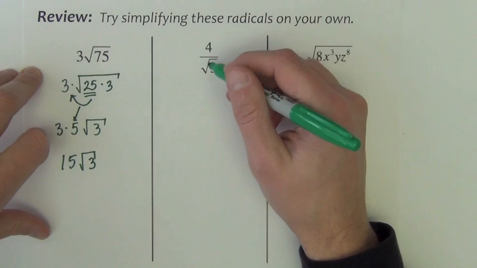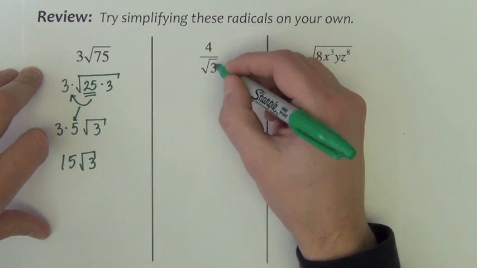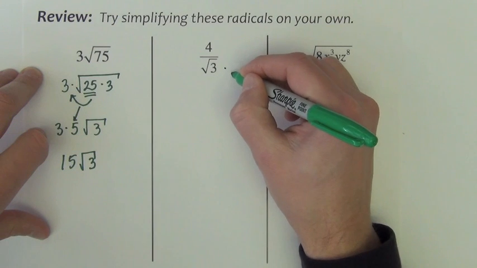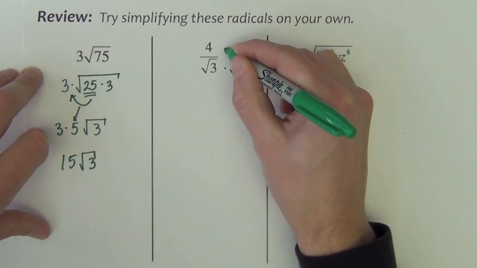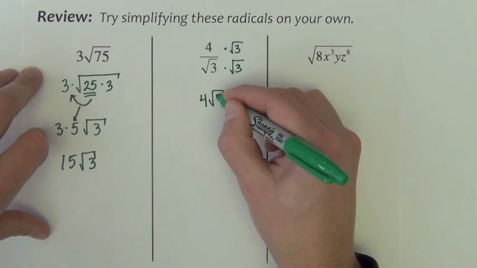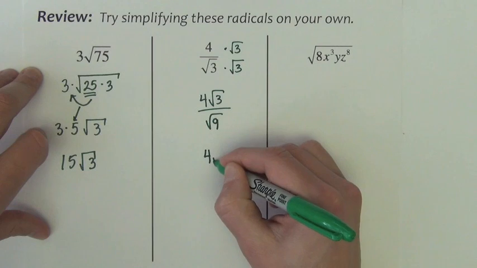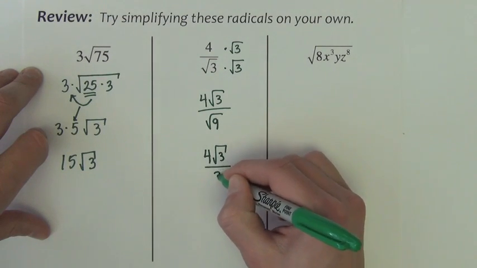The next example is one where we're dividing by a square root, and we have to simplify this by rationalizing the denominator. So we multiply top and bottom by square root of 3. So we get 4 square root of 3 divided by the square root of 9, which is 4 square root of 3 divided by 3.